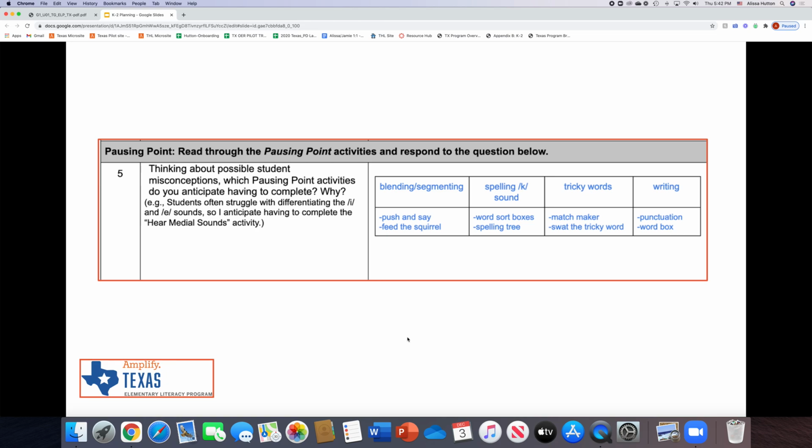As you can see, I again categorize these. I know blending and segmenting is a foundational skill that's very important for my students to master, and sometimes I have students that struggle, so I pulled a couple of those pausing point activities to reinforce. I also know that the spelling of the k sound is something that can be very tricky for students because there are 4 different ways to spell that sound, so I pulled some activities that will help reinforce the spelling of the k sound. I did the same with tricky words as well as writing.